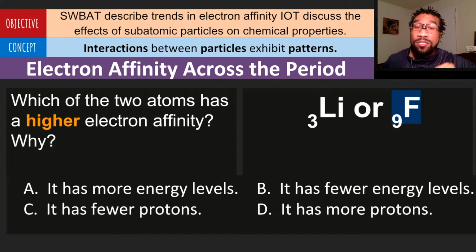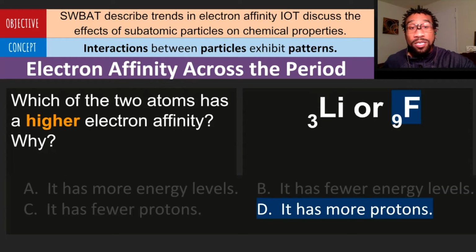Again, these two elements are in the same row across the period from each other. All right. So therefore, because fluorine has more protons, we're looking at a higher nuclear charge, and therefore it is more excited to receive extra electrons. Also, one of the reasons why it is actually not listed here, but fluorine is only one electron away from having an octet.